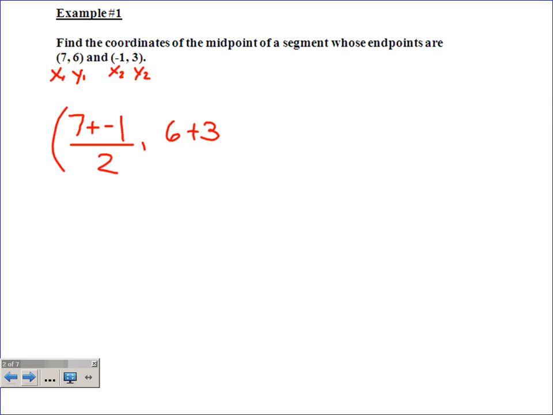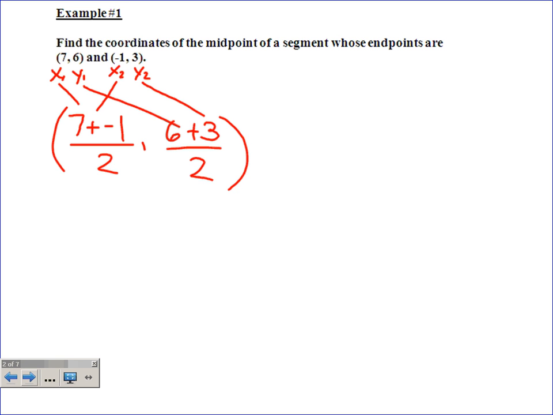6 plus 3 divided by 2. Okay? Okay, so we're just adding. You were saying you were adding x1 and y1 together. We need to do x1 and x2 together, and over here, y1 and y2. Okay, you were really close. Don't feel bad about it at all.